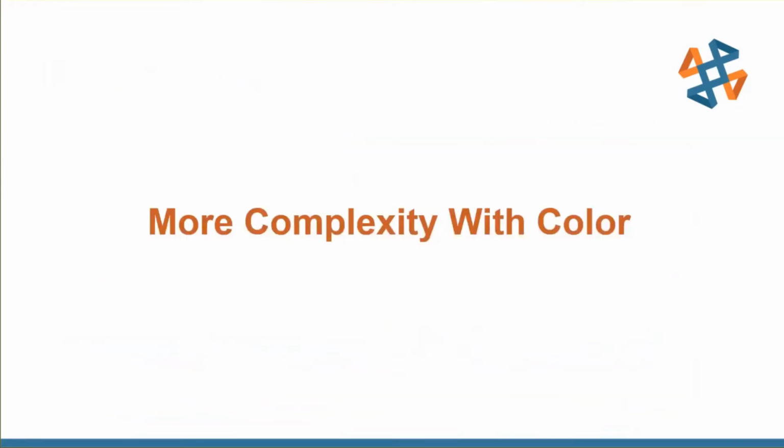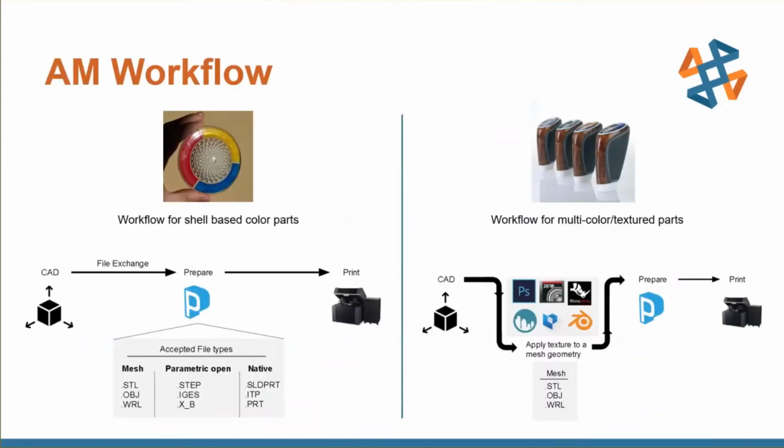So let's get into some of the more complex concepts that are involved in these workflows. When we're doing shell-based color parts, it's very simple because we can move directly from our CAD suite into our slicer and then send to the printer. But if we're doing something like these shifter knobs that are really high fidelity pieces that you may have seen printed at trade shows, there's an amendment made to this workflow that involves applying a texture to a mesh geometry in another software.